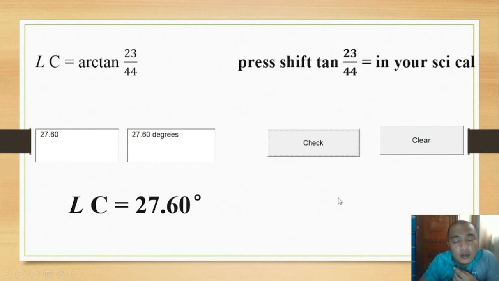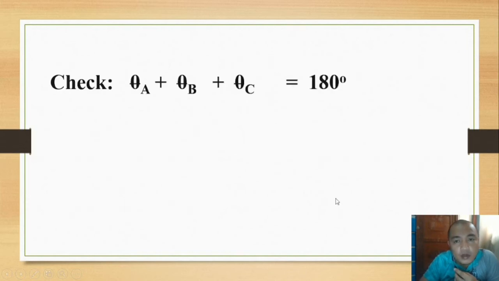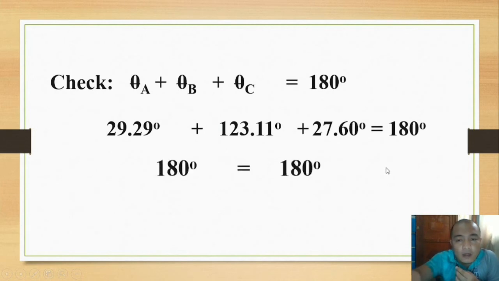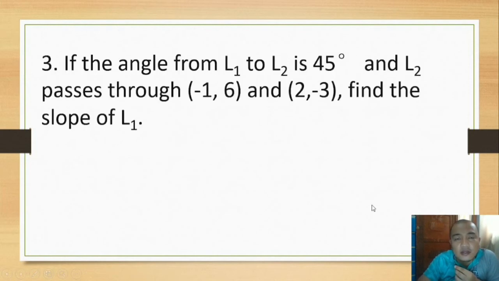So we've already solved for the measure of each of the three angles. So let's now check. The sum of the measures of the three angles in the triangle should always be equal to 180 degrees. So substitute. Angle A 29.29 degrees, angle B 123.11 degrees, and angle C 27.60 degrees. Is it equal to 180 degrees? Yes, it's equal. So all our answers are correct. Okay, you follow? I hope so. Let's proceed to the next.